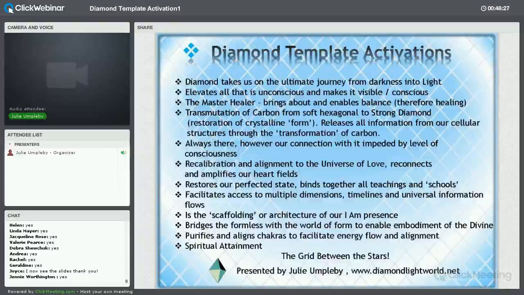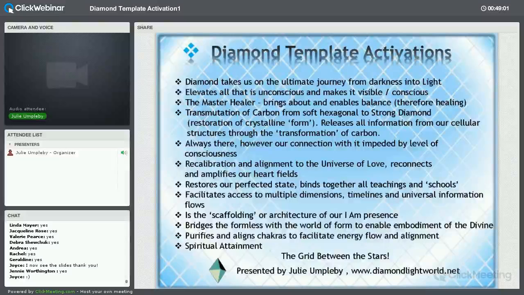Okay, so this transmutation of carbon. All organic life actually follows a template that exists at the universal level that is carbon-based. Our entire biology is actually based on carbon. And carbon, as we know it in its raw form, is a very, very soft, sooty texture. So yeah, it's graphite in pencils. That's soft. That's carbon.